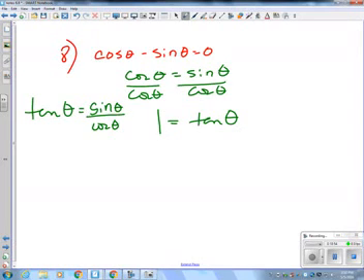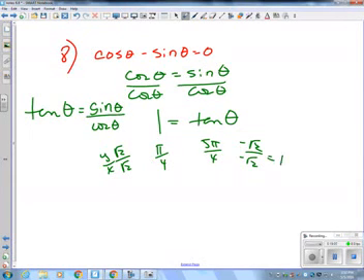Now tangent is 1 at pi over 4, because that's the square root of 2 over the square root of 2 for y over x, and at 5 pi over 4, because that's negative square root of 2 over negative square root of 2, which is 1. So there are my two answers.